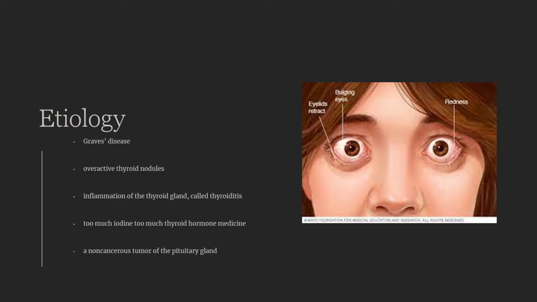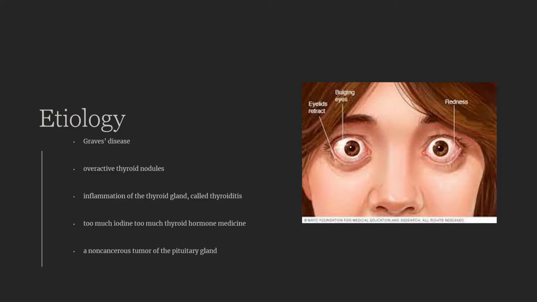What can cause Graves' disease? Graves' disease is the most common cause of hyperthyroidism, and it is an autoimmune disorder. Overactive thyroid nodules are essentially lumps in your thyroid. They can be common but not usually cancerous. However, when there are multiple of them and they become overactive, they produce too much thyroid hormone, and it's often found in older adults.